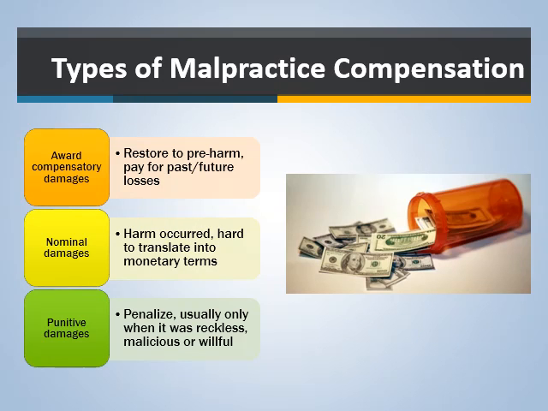Well, what are the types of compensation you can get? Award, nominal, and punitive. Award is trying to restore balance in the universe. Nominal: something happened, okay, yeah, but not much we can do about it. Not much way to translate it. And then punitive is: what you did was bad, and we're punishing you.